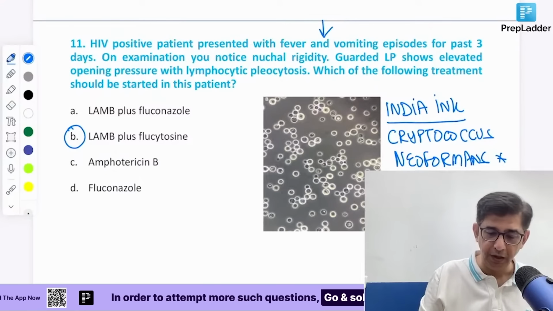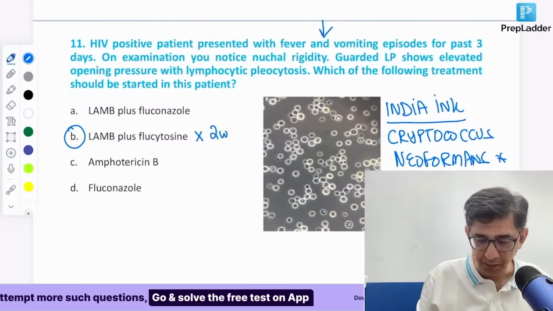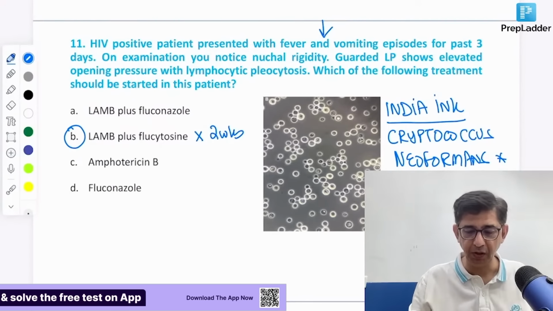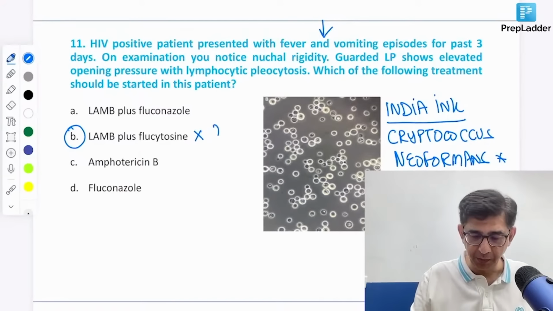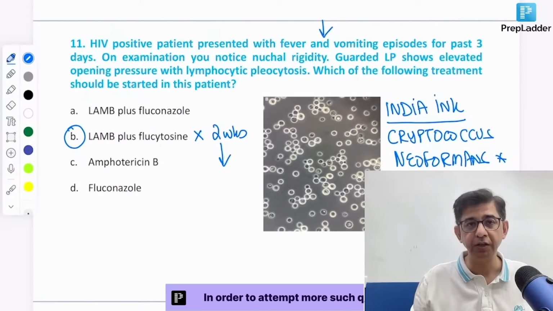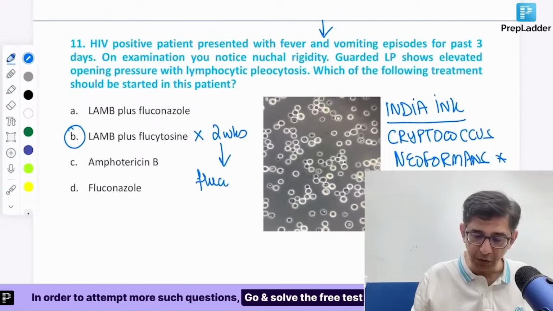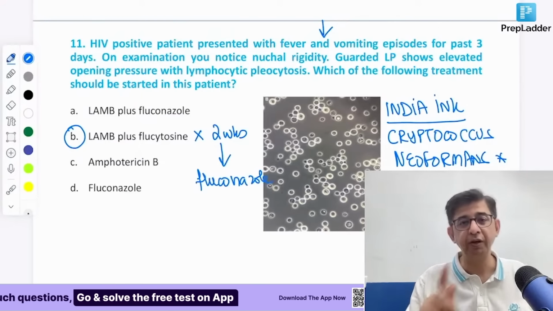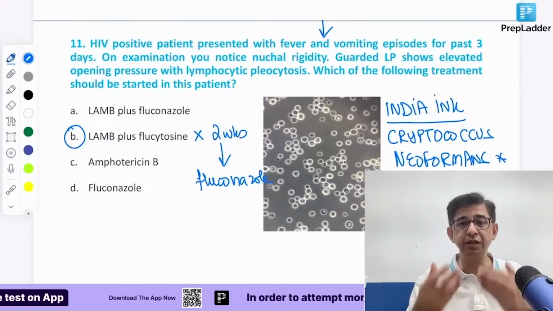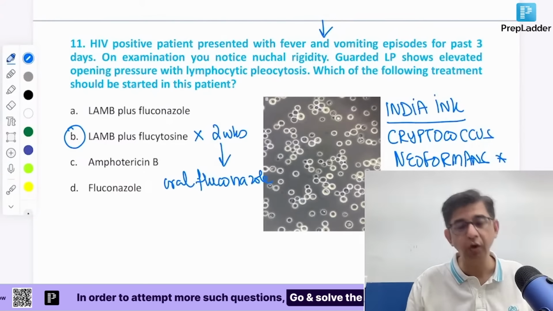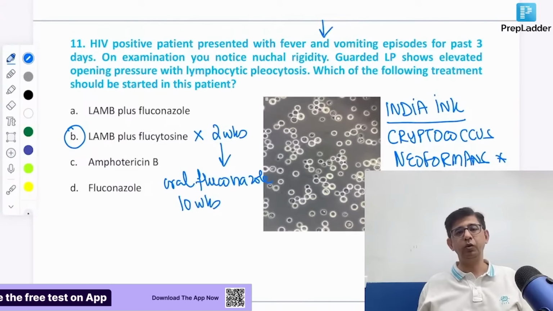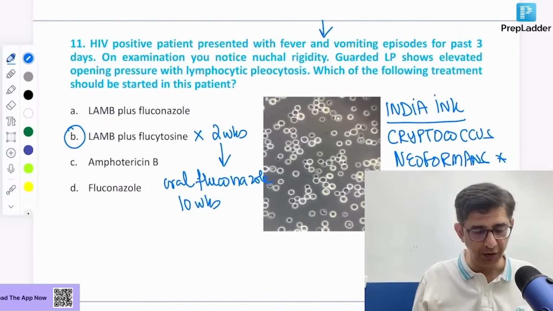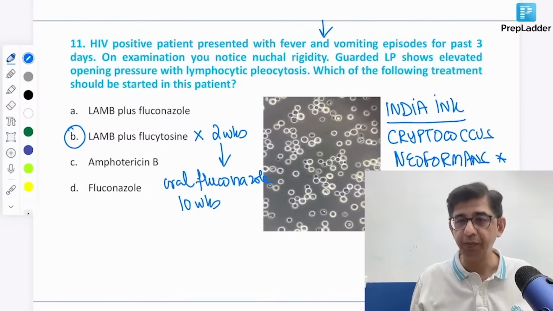I'll say this again. First we give liposomal amphotericin B with 5-flucytosine. We give two things together, liposomal amphotericin B with 5-flucytosine, to this patient for 2 weeks. That is the initial treatment. And then on discharge, we will be putting these patients on fluconazole. Fluconazole is not given along with liposomal amphotericin B. On discharge, the patient is put on oral fluconazole, which would be given for 10 weeks. So the total would be something like 12 weeks for this patient. The correct answer is option B.